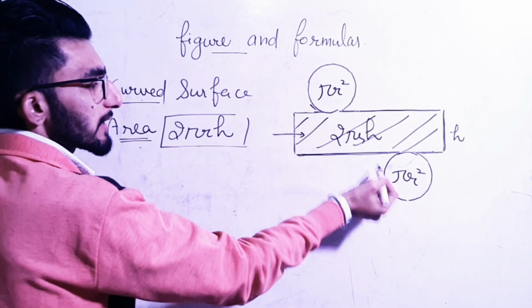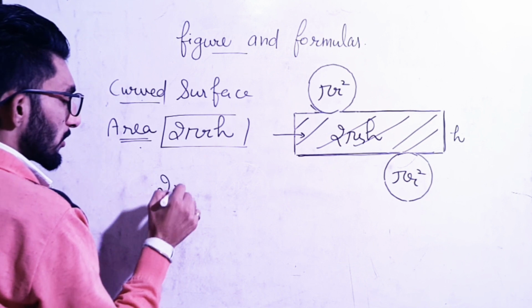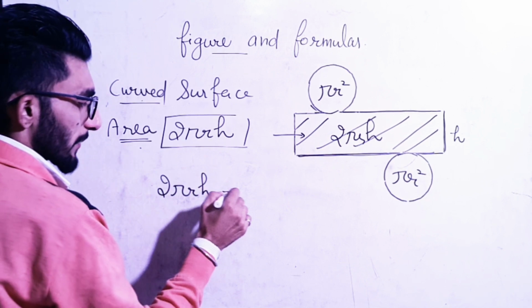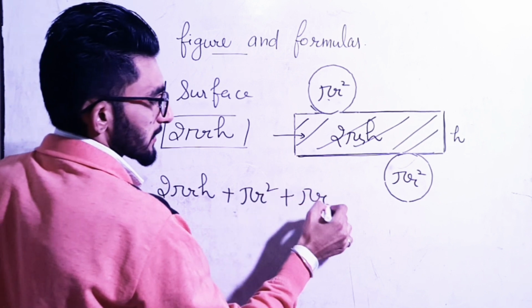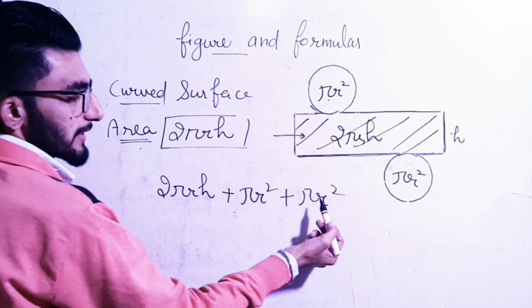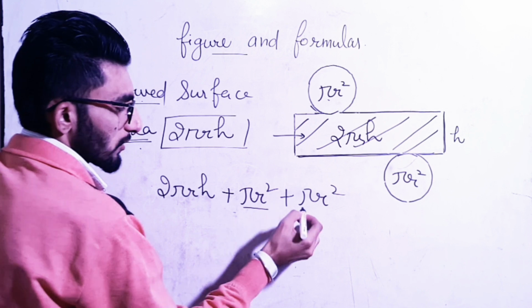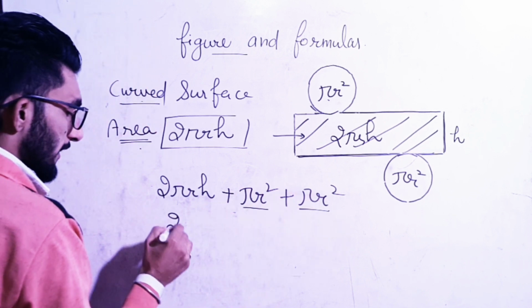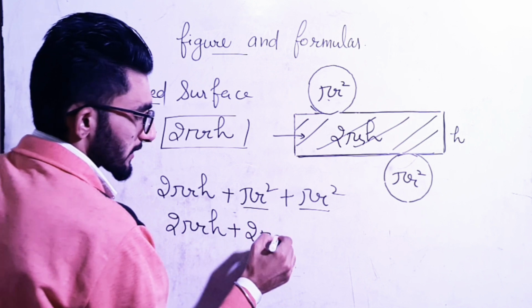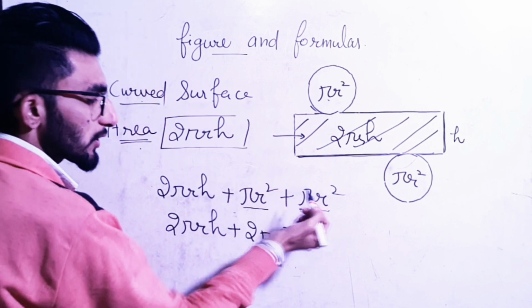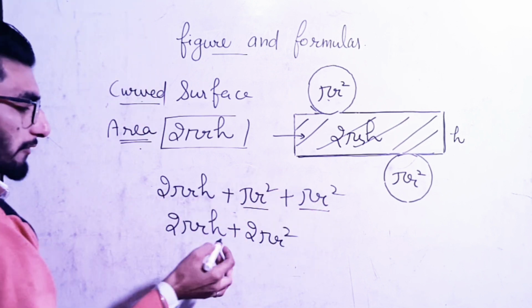So now we will add these three. So we will get here 2 pi r h plus pi r square plus pi r square. Clear? So pi r square plus pi r square. So 1 और 2 ये 2 बार है, इसलिए हम इसको लिखेंगे 2 pi r h plus 2 pi r square, because pi r square is given 2 times. Clear? Now we will find the common.